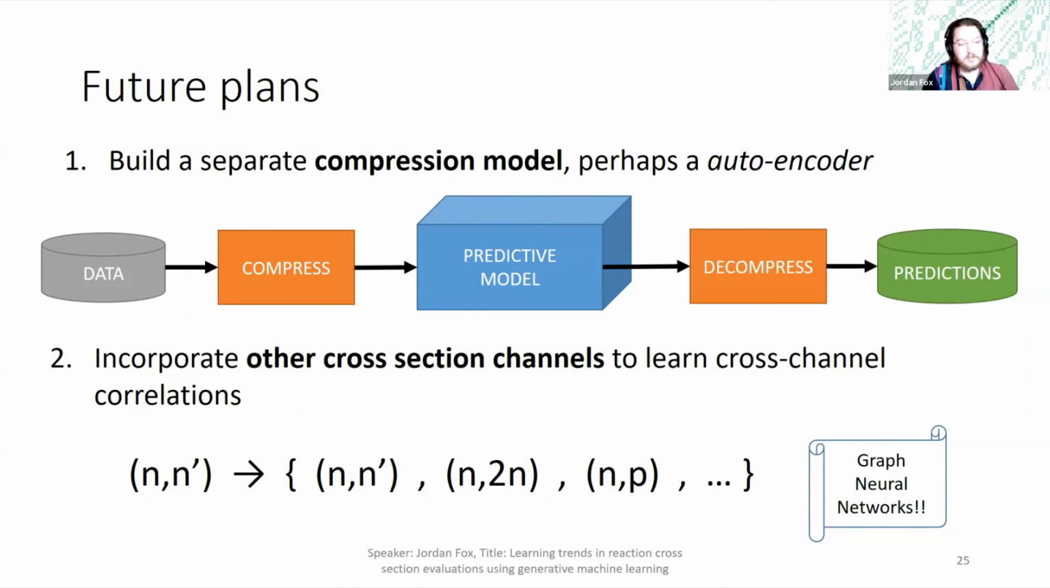And the second thing is, ultimately, we want to incorporate other cross-section channels. So this whole talk, I've only been talking about the inelastic neutron scattering channel, but of course, there are others. And the correlations that exist between those channels, the cross-channel correlations, are very important. And specifically, if we could leverage those to assist the prediction process, I think that we would be in much better shape in terms of factoring in all of that information into our predictive model rather than just the one.